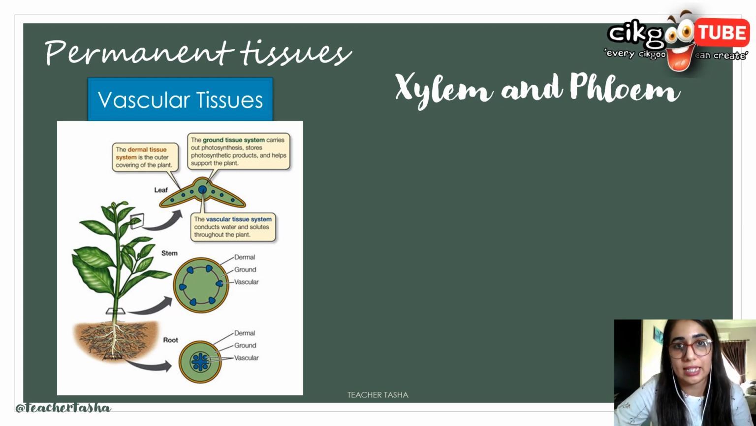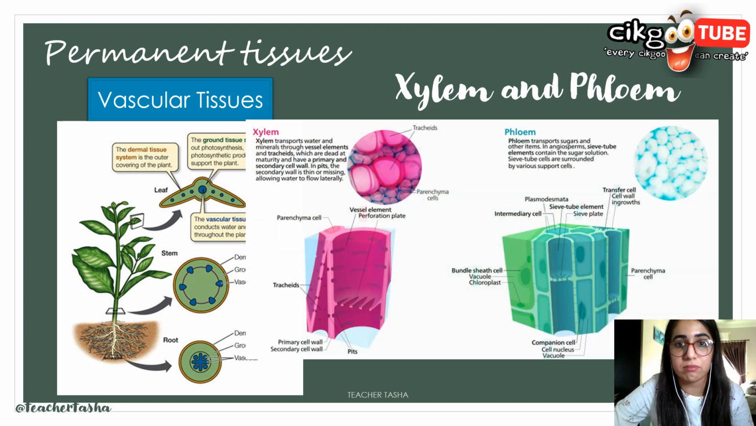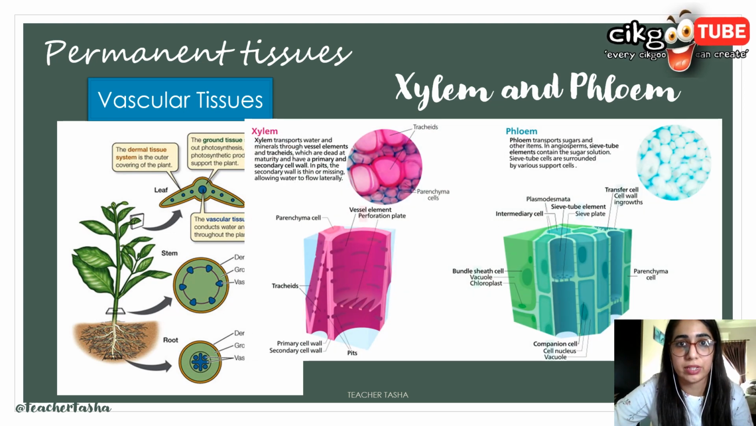Now let's look at xylem. Xylem tissues consist of long and continuous hollow tubes. If you look at the picture, you can see they are made up of tubes, and the tubes are called xylem vessels. They are joined together from the roots to the leaves.